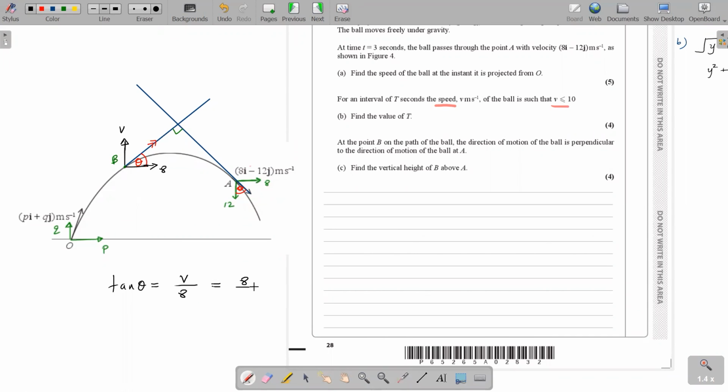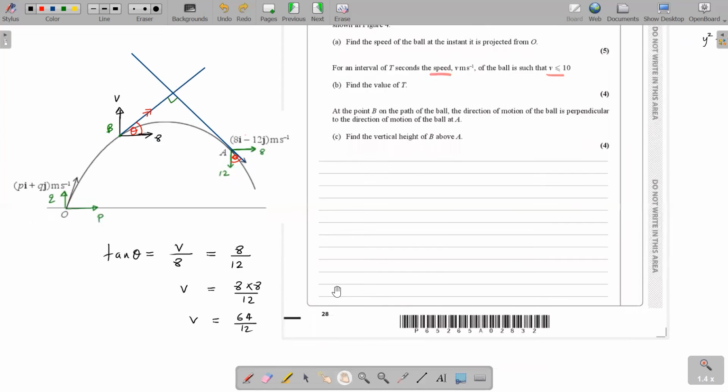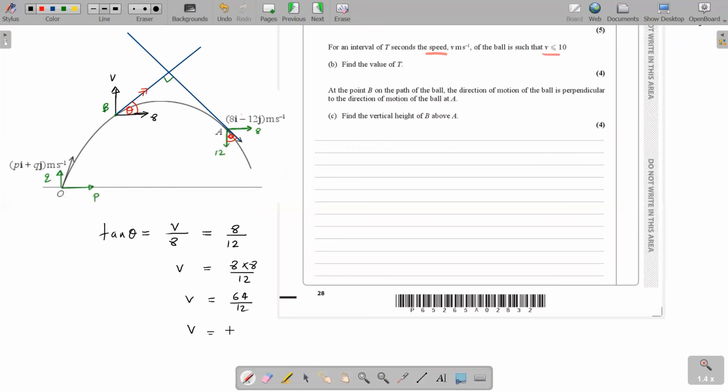So 8 over the adjacent is 12. The opposite side is the 8. Adjacent is the 12. Okay. So now can't we easily find the vertical component? V equals 8 times 8 over 12. You get V equals how much? 64 over 12, which is 16 over 3. So that's the vertical component of velocity. This is what I mainly need.